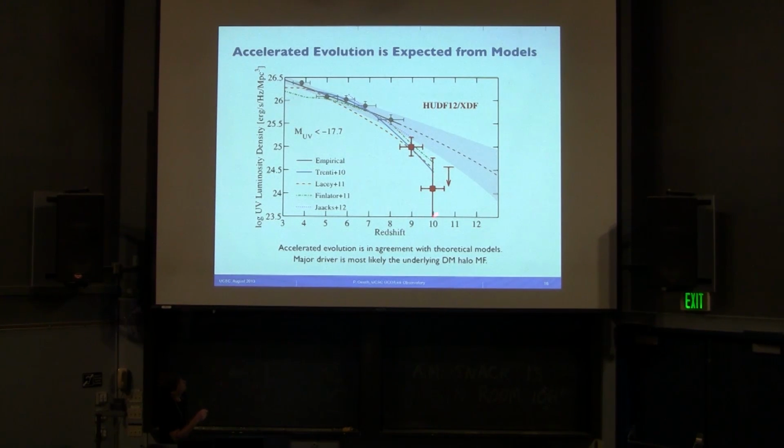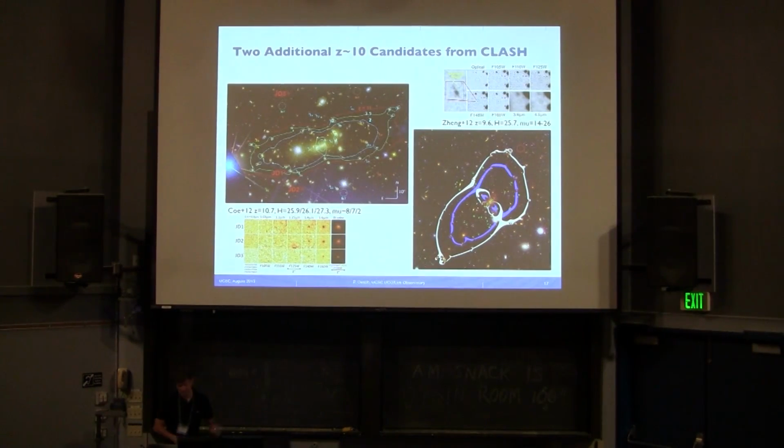I don't think that's very surprising. A lot of theoretical models actually predict a relatively steep evolution between redshift 7, 8 out to redshift 10, and I think that's mostly driven by the underlying evolution of the dark matter halo mass function rather than any physical changes in the star formation.